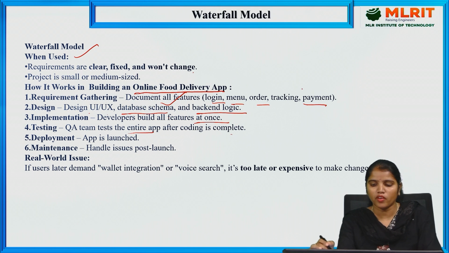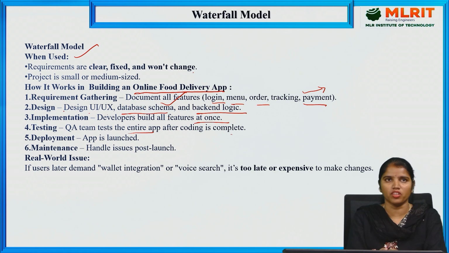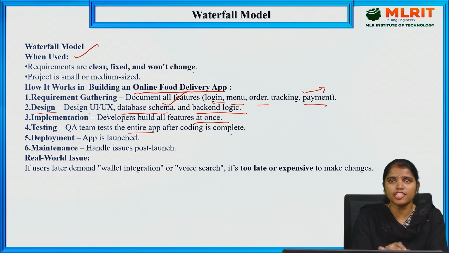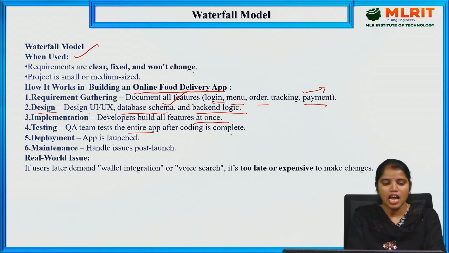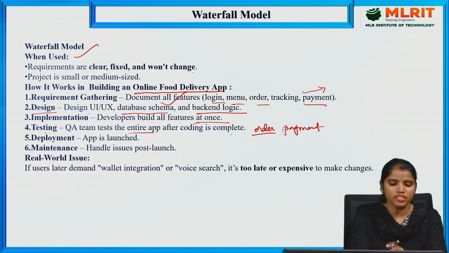Once we have collected all the requirements for the app, next we go for the design phase. Once the design phase is completed, next we go for the implementation phase. After completing the implementation part, we go for the testing phase, to check whether the app is working perfectly or not. Is it tracking the order, taking all the orders and payments, is everything fine or not. We check that in the testing phase.